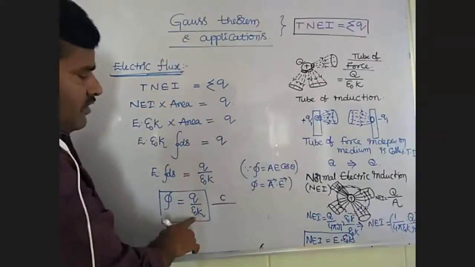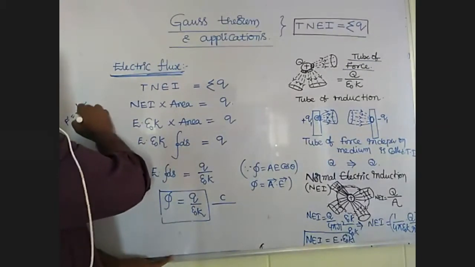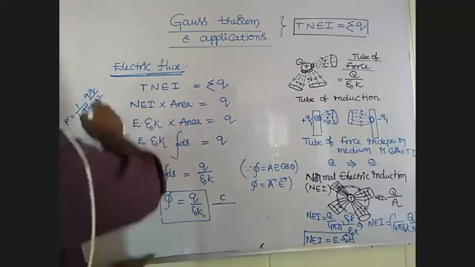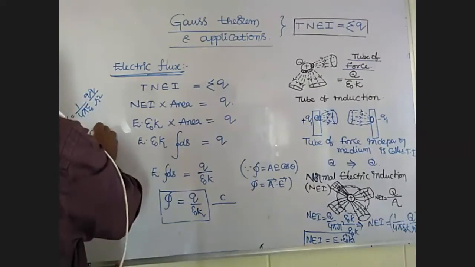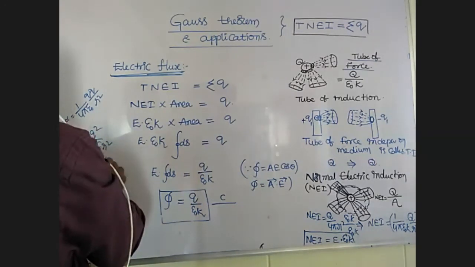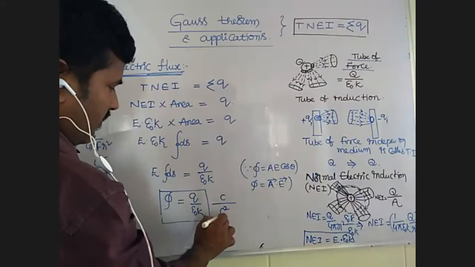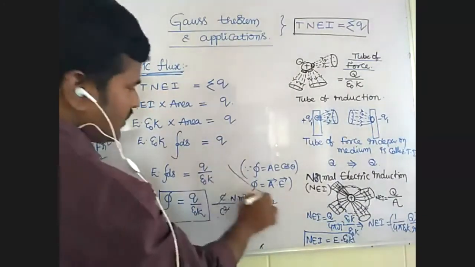Unit of permittivity: using the force F equals 1 by 4 pi epsilon naught Q1 Q2 by R square, epsilon naught equals Q square upon 4 pi F into R square. It is nothing but coulomb square upon Newton meter square. So one coulomb is cancelled, and then flux is Newton per coulomb into meter square. This is the unit of flux.